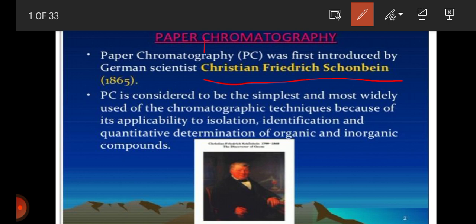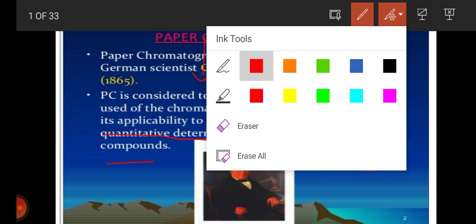This paper chromatography is one of the simplest methods, and you can use this technique for isolation, identification, as well as quantitative determination of organic as well as inorganic compounds. So you can isolate any compound, if you want to identify any analyte or any sample, or if you want to go for quantitative determination of organic or inorganic compounds, you can go with paper chromatography.